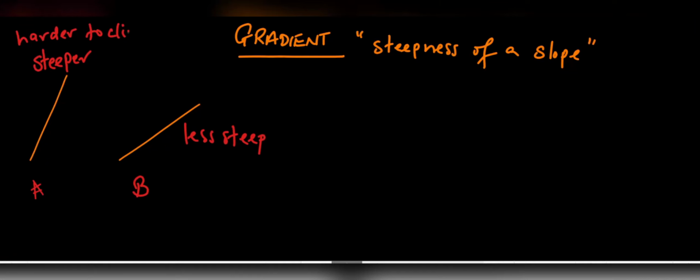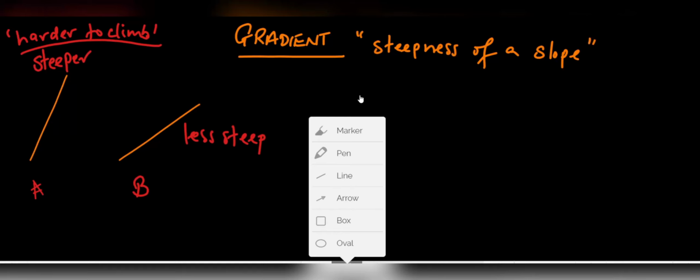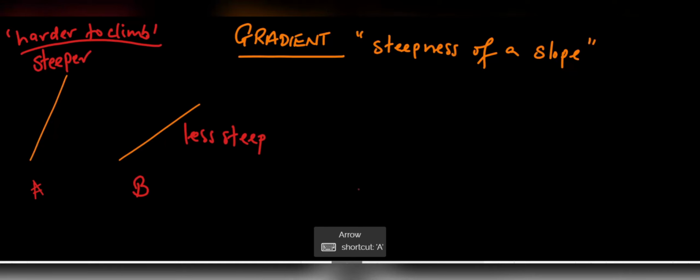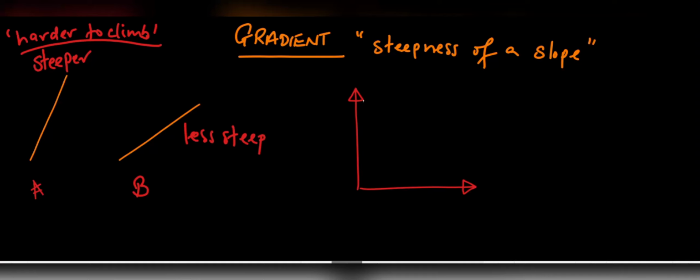Because the thing about gradient is that it appears in many different subjects: mathematics, physics, geography, when you're doing your map reading, etc. And one of the things that we need to know is how to find gradient. But before we get down to how to find gradient, let's break down what gradient truly is. And I'm just going to do a sketch of a graph so that we have a better understanding of it.